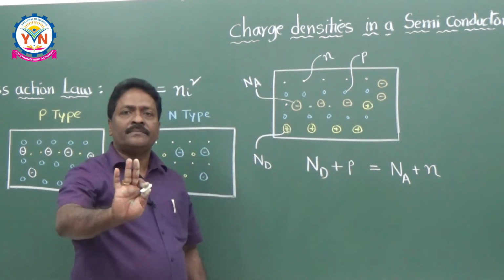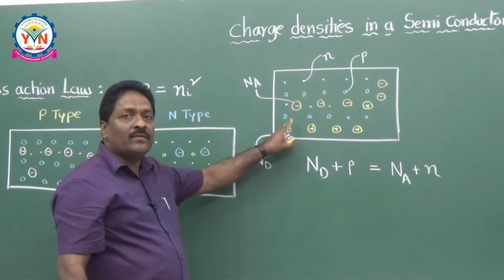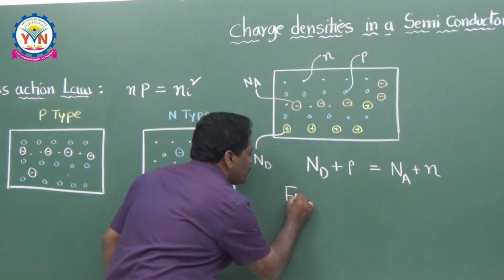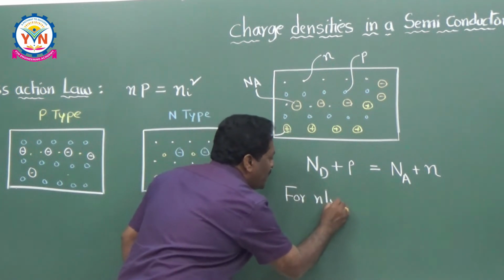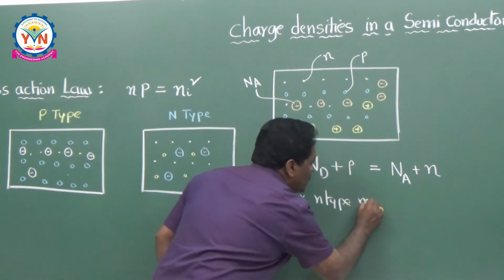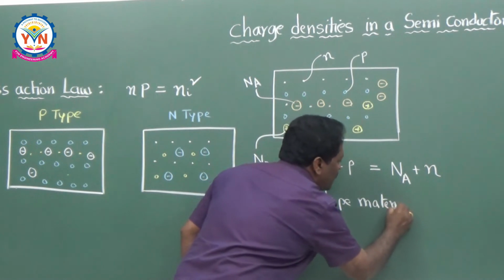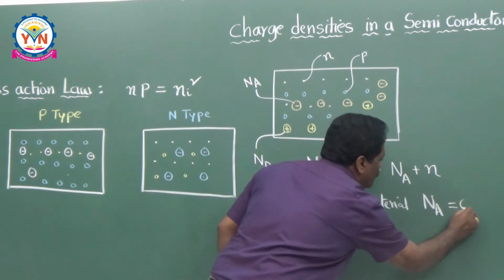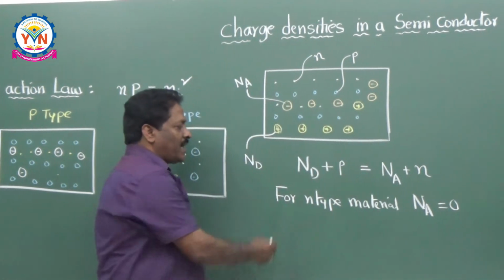Now let us take N-type material. For N-type material, you can say Na must be equal to 0. That means acceptor ions is equal to 0. There is no question of acceptor ions for N-type material.